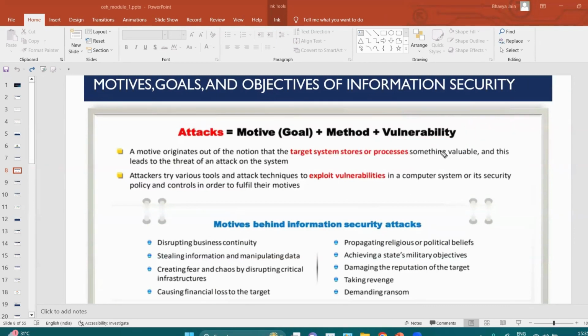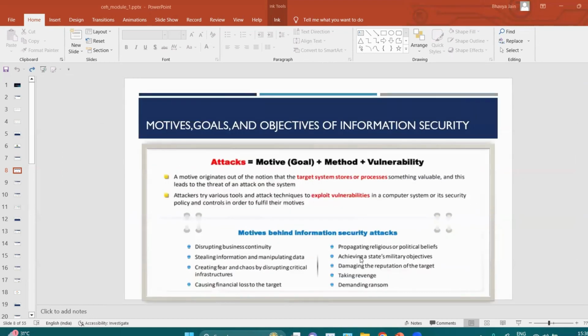So attacks are a combination of a motive, a method, and a vulnerability. This is how we can apply any attack. So these are the motives, goals, and objectives of information security.